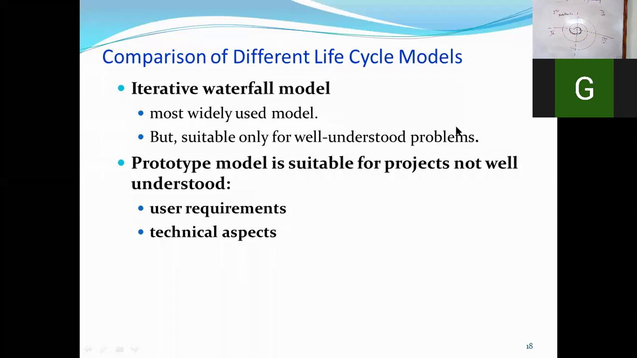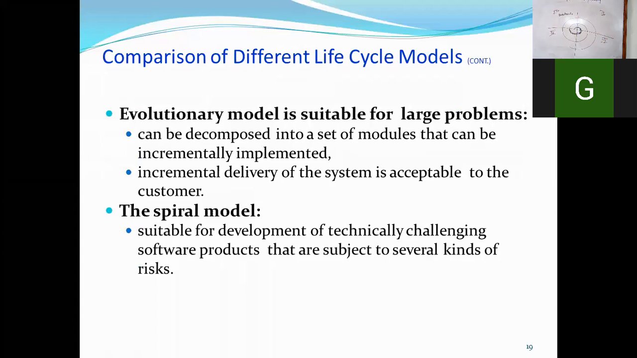Prototype वहां पे फिट बैठता है जहाँ पे आपको पता ही नहीं है कि आपने क्या develop करना है, आपको idea भी नहीं लग रहा कि क्या बनेगा. तो you develop the prototype. क्या होता है? एक ढांचा होता है, एक toy implementation, जिससे you can get an idea of user requirements and technical aspects. Evolutionary model is suitable for large problems, and this spiral model is suitable for development of technically challenging software products that are subject to several kinds of risks. So this spiral covers different kinds of risks, assessing those risks, reducing those risks.